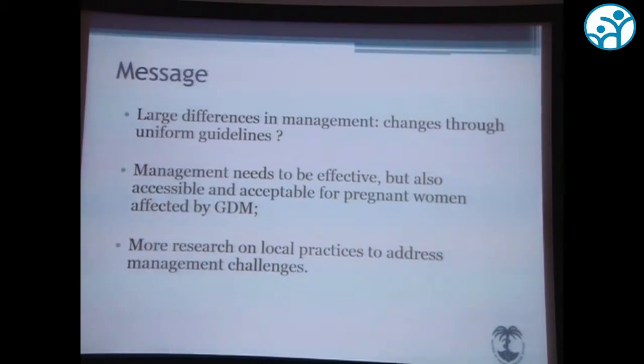Okay. Final message, we found large differences in management, and the FIGO will announce new guidelines during their conference in October, but I'm not sure if we will have changes in management through uniform guidelines, because management needs to be accessible and acceptable and really shaped according to the women's needs. So we suggest more research on local practices to address all these management challenges.